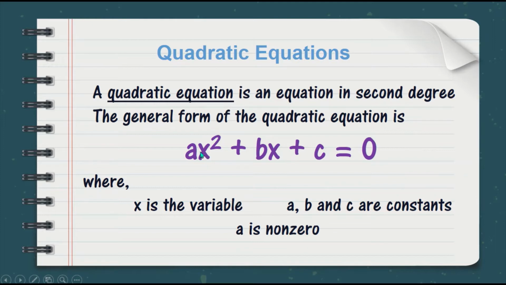Why should a not be 0? It is because pag ito ay naging 0, hindi na siya matatawag na quadratic.